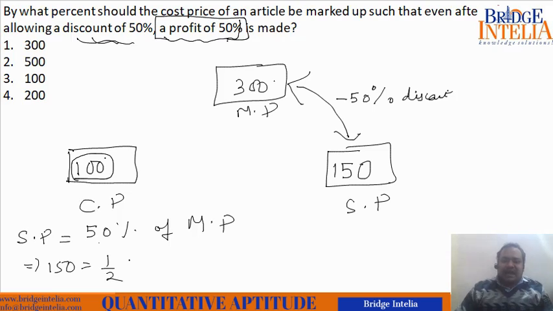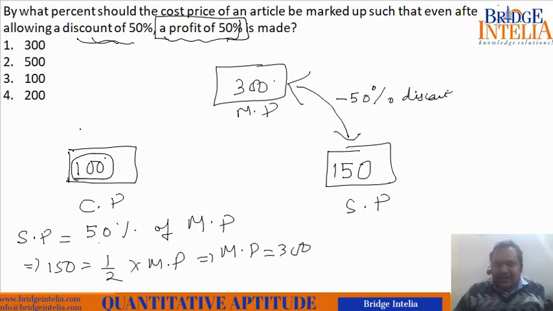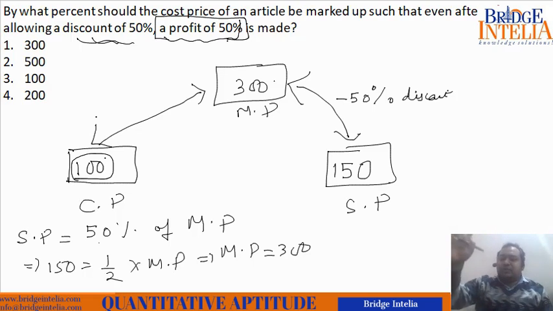50% is half of marked price. So marked price must be equal to 300. So you mean to say that you bought something for rupees 100 and immediately marked it to 300. So a jump of 200. You buy it for 100 and mark it for 300.